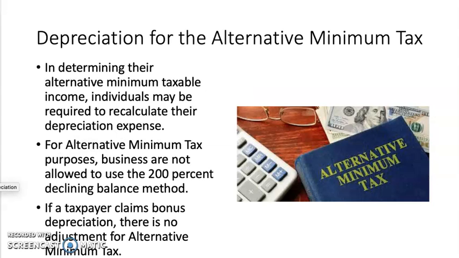Depreciation for the alternative minimum tax. In determining their alternative minimum taxable income, individuals may be required to recalculate their depreciation expense. For alternative minimum tax purposes, businesses are not allowed to use the 200% declining balance method. If a taxpayer claims bonus depreciation, there is no adjustment for the alternative minimum tax.